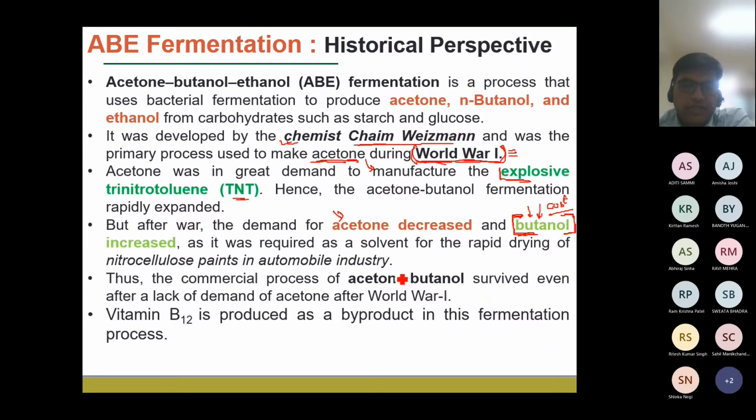And this is how the demand for the acetone actually decreased. Now we have a very high demand for the butanol, and the acetone and the butanol, both of them, are produced through a single fermentation process.